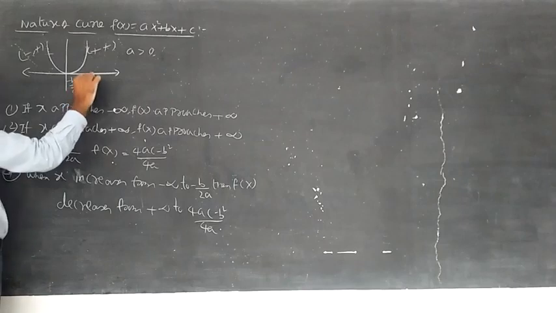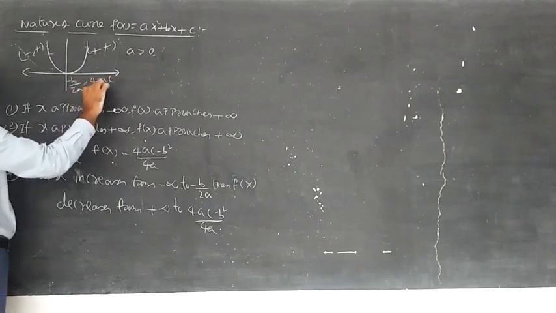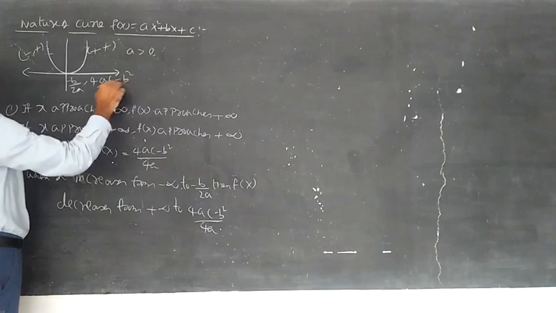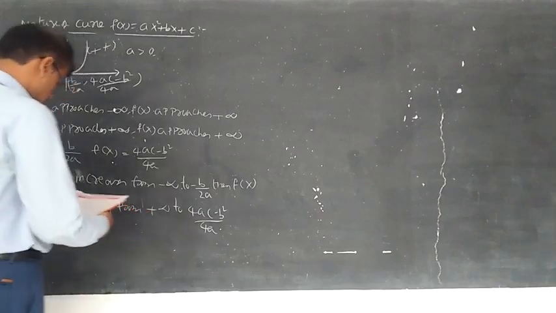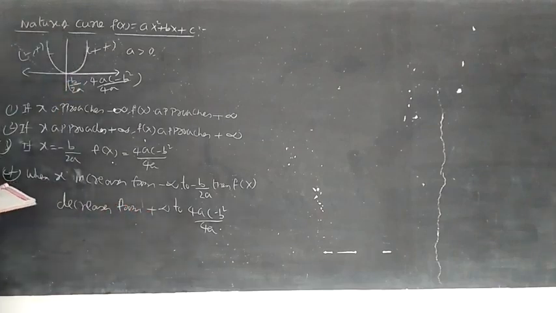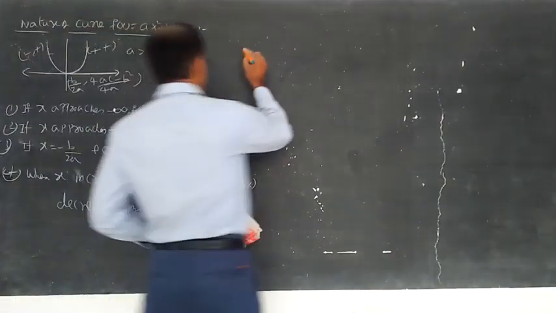So what is happening here? The value is decreasing from infinity to 4ac minus b square by 4a. 4ac minus b square by 4a is the minimum value here. And next point, also this plus side you can write.